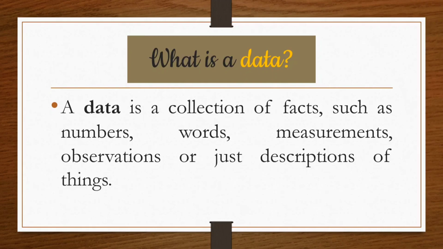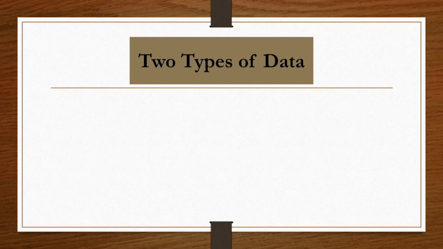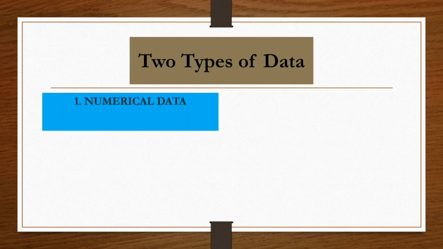Now let us begin with our lesson by defining what is data. A data is a collection of facts such as numbers, words, measurements, observations, or just descriptions of things. Now there are 2 types of data. The first one is the numerical data. Every value of a numerical data is a set of numbers or is a number.